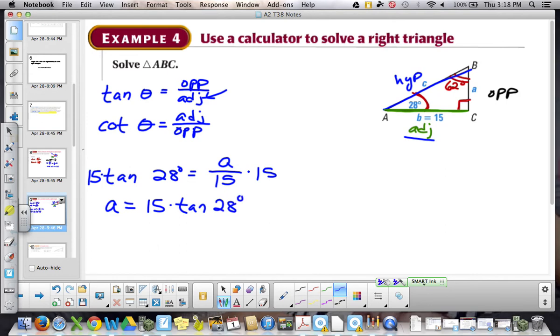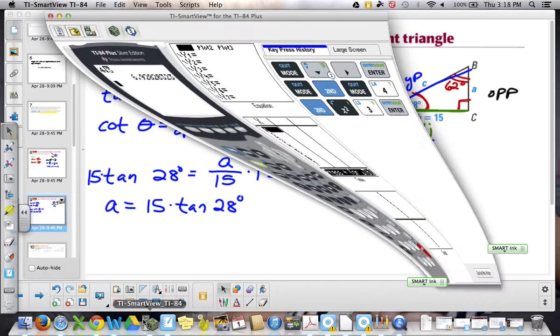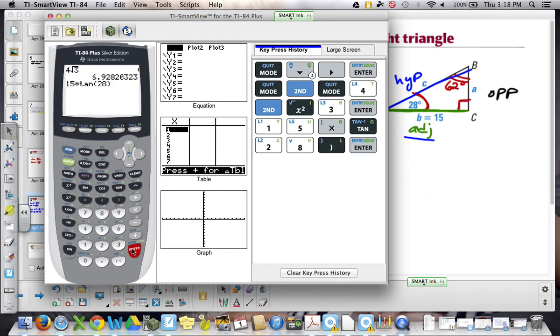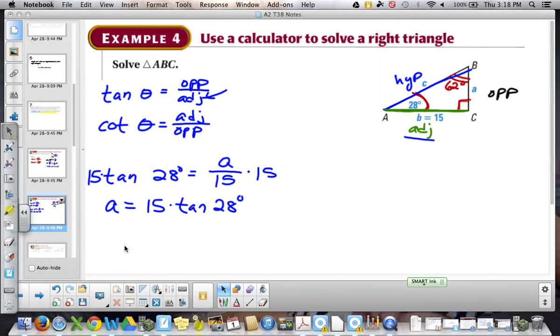Now, since 28 is not one of our special angles, let's go to the calculator and we'll type this in. Now, I know I'm in degree mode because I already set that. So I just type 15 times the tangent of 28 degrees. And we get 7.97, so about 8. So A is approximately 8.0.